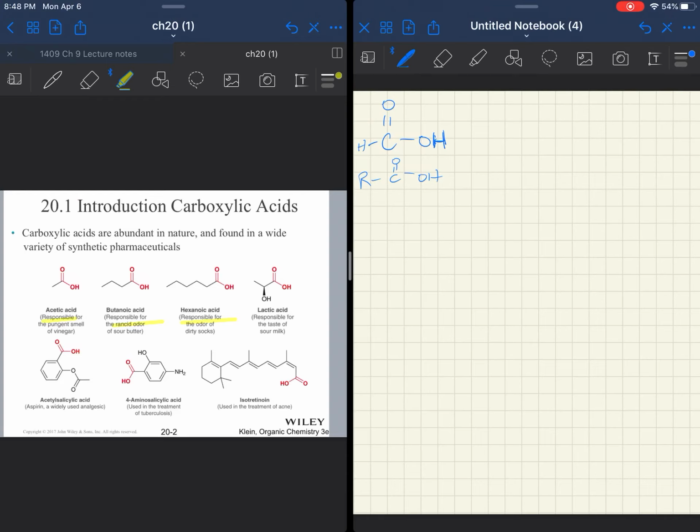hexanoic. As you get longer and more substituted, there's a lot of common names involved. Something that you might have noticed from the carboxylic acid lab, even though you didn't get to smell the carboxylic acids, you definitely heard about them. Acetic acid, responsible for the pungent smell of vinegar. Butanoic acid, rancid or sour butter. Also smells a lot like vomit. Hexanoic acid, the odor of dirty socks. Lactic acid, sour milk. They're not known for smelling great.